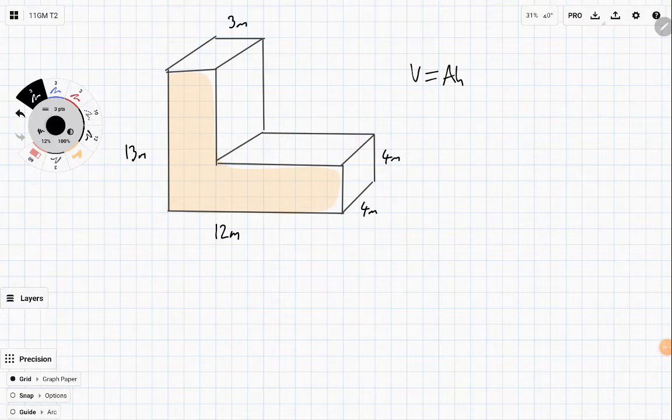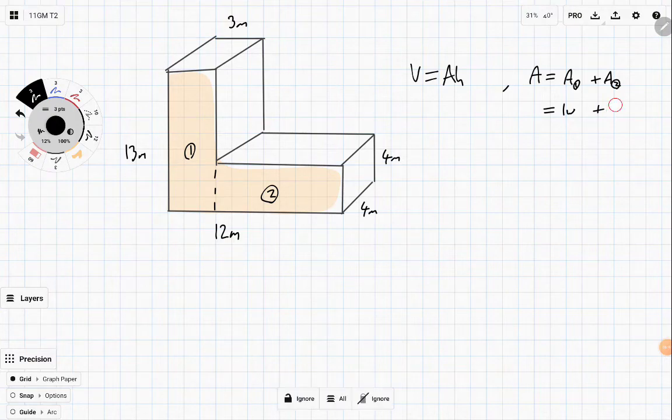But the more interesting part is actually how do we calculate the area? Well, in this case, we need to break the area into two pieces. We could break it that way, or we could break it this way. It doesn't actually make a difference. So in this particular case, I'm going to break it down this way. So I'm going to have area 1, area 2. Area 1 plus area 2. Now, thankfully, both of these are just length times width. So LW plus LW. And now we just need to work out the dimensions.